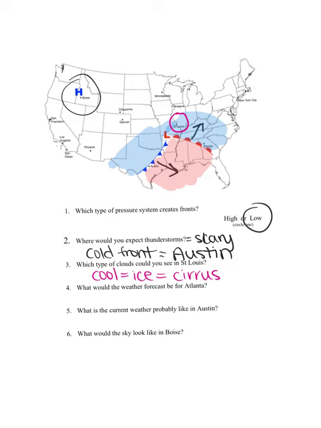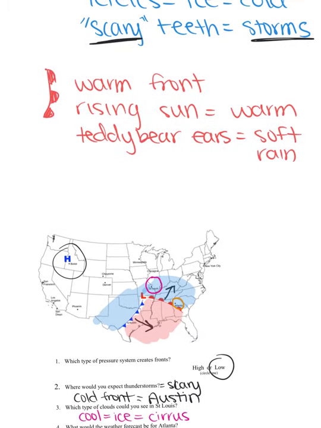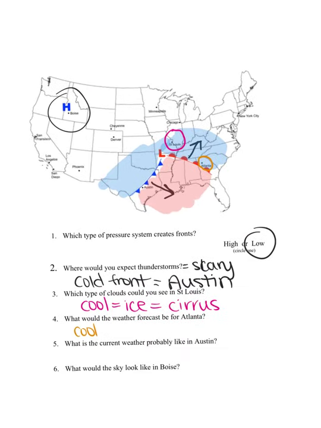All right, so number 4, what would be our forecast for Atlanta? So we'll go find Atlanta on the map. Atlanta is currently in the blue air. So what would the forecast be for Atlanta? Currently it's cool. But forecast means what's going to happen. As a warm front passes, if we go back to our hints up here, remember these things that look like teddy bear ears? This is soft rain. So it's going to be cool, and then there will be soft rain.